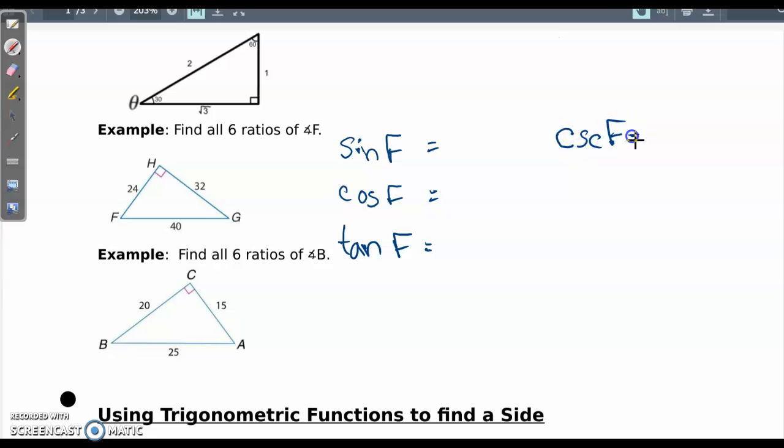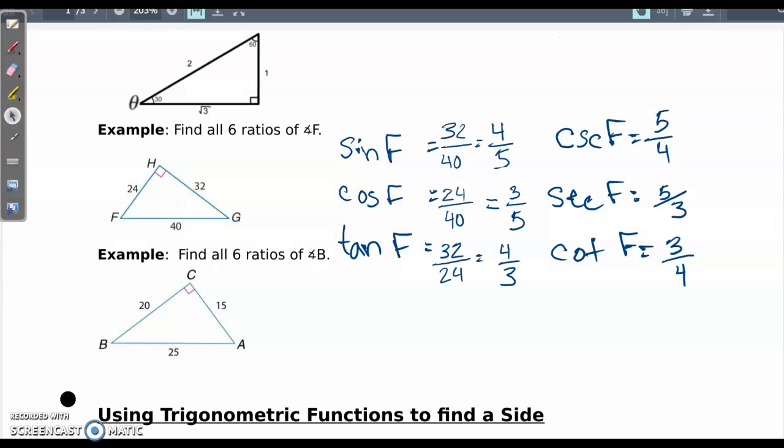Cosecant of f, secant of f, and cotangent of f. So try pausing the video and find the simplified answers, simplified ratios of those and see what you get. These are the answers I got. I started with sine, cosine, tangent, and then I found their reciprocals, and make sure you simplify your fractions.